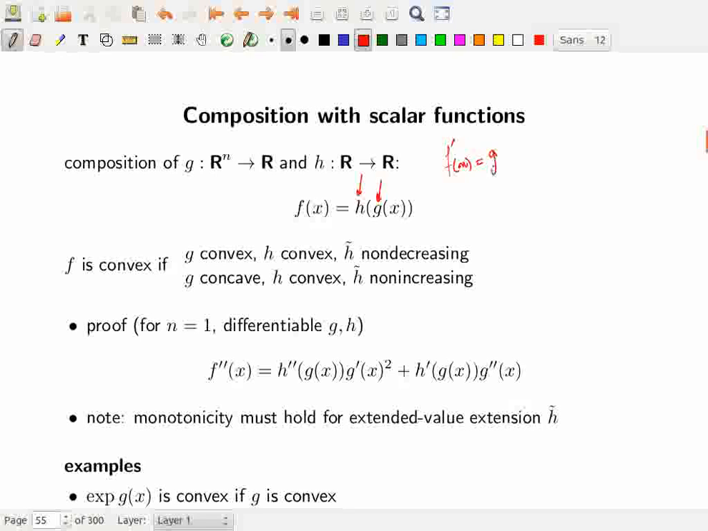is equal to h prime of g of x, and if we take the second derivative, we have h double prime of g times g prime squared, plus h prime g double prime. There are two terms here. Let's call this one number 1 and this one number 2.